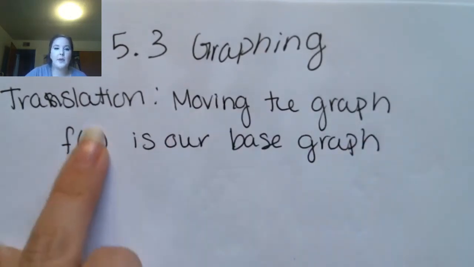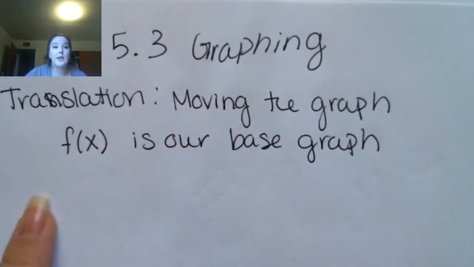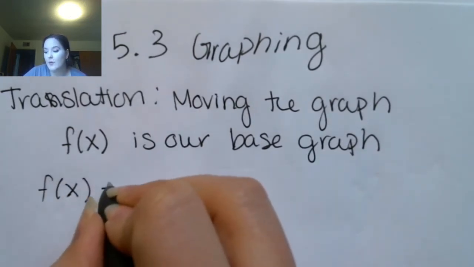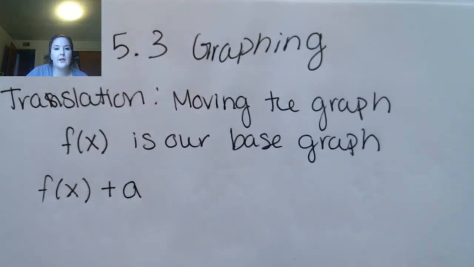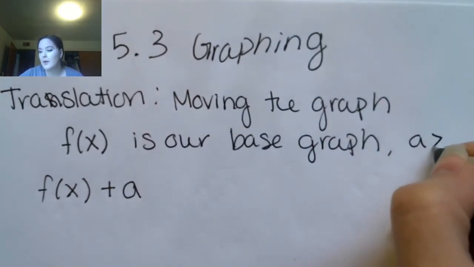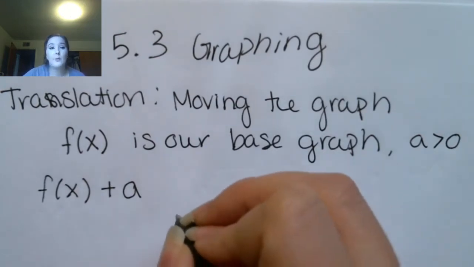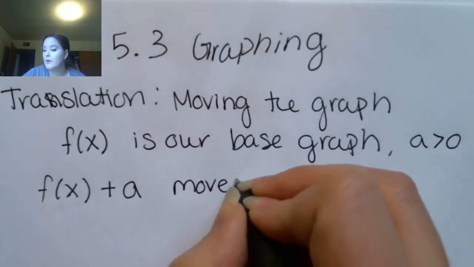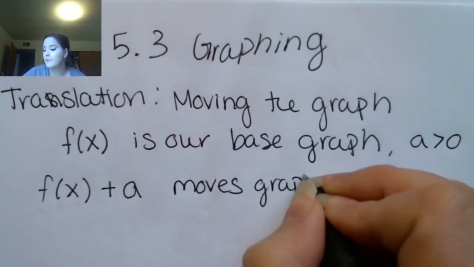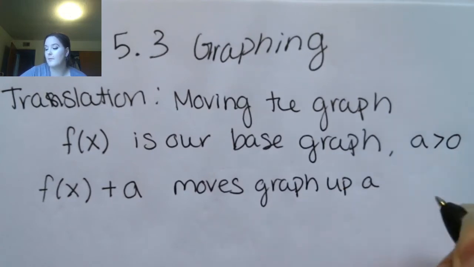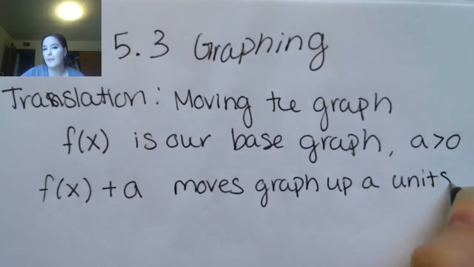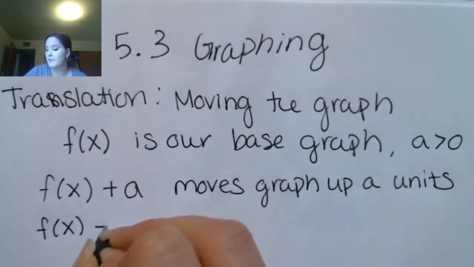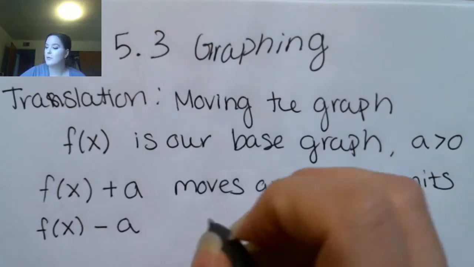So we're going to have our base graph, f. So this could be any of the 7 base graphs that we talked about. Now, if we take that base graph and we add a number, a positive number specifically, we talked about this with the parabola. This will move the graph up. Okay. If we subtract a number, okay, this will move the graph down.